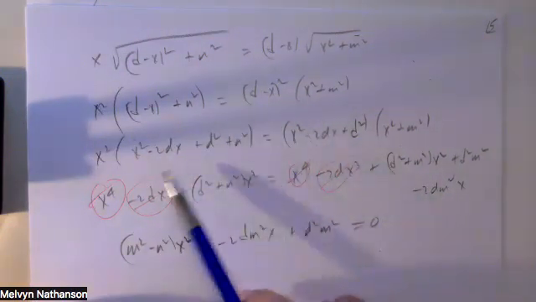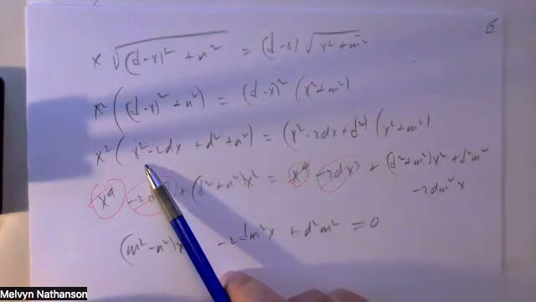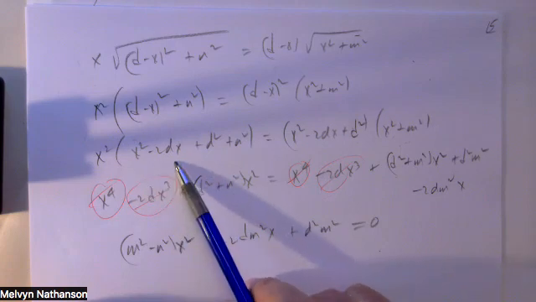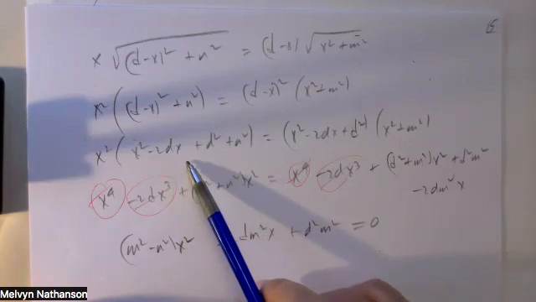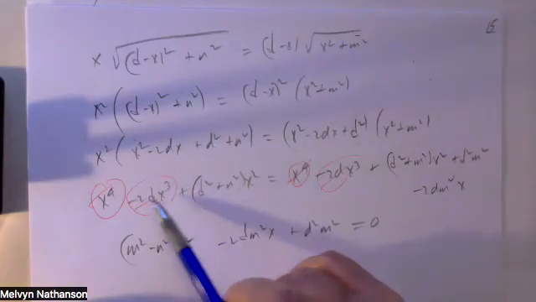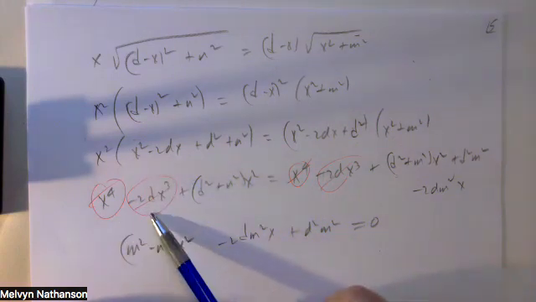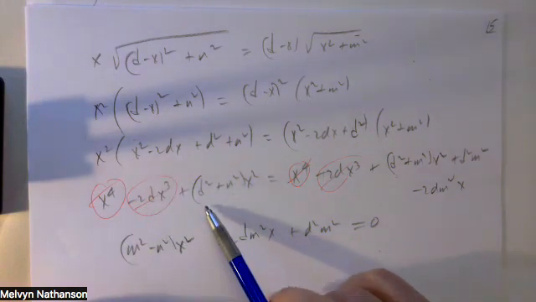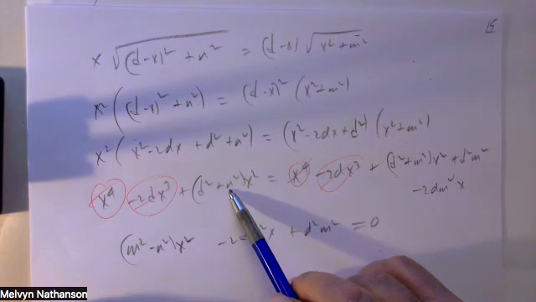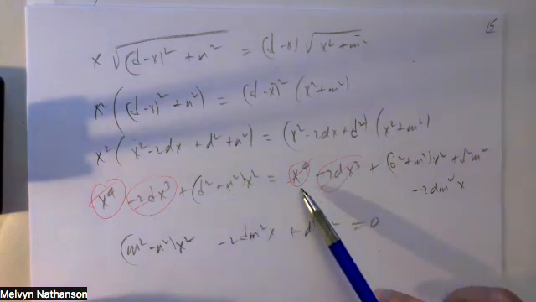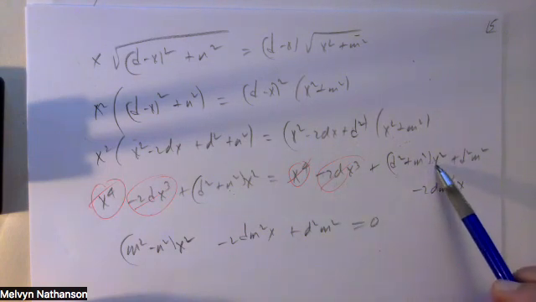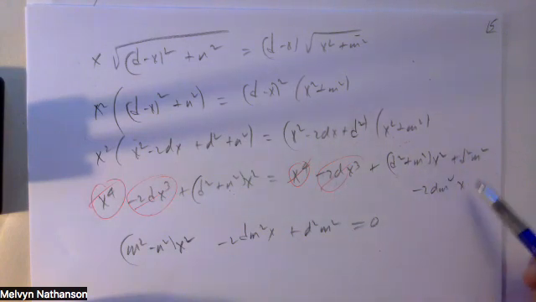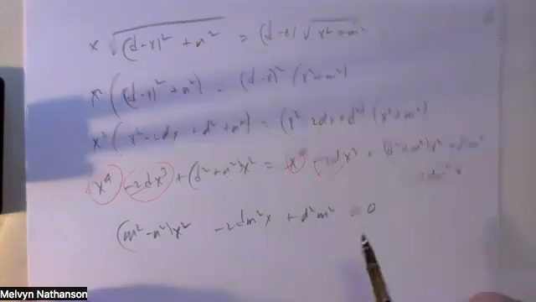I expand this. Let's see, x to the fourth minus 2dx cubed plus (d squared plus n squared) times x squared equals x to the fourth minus 2dx cubed plus (d squared plus m squared) x squared. And hopefully this is good. So I have to solve this equation.